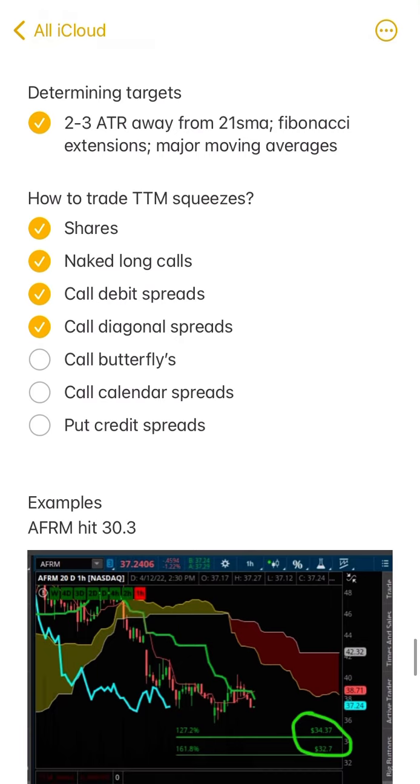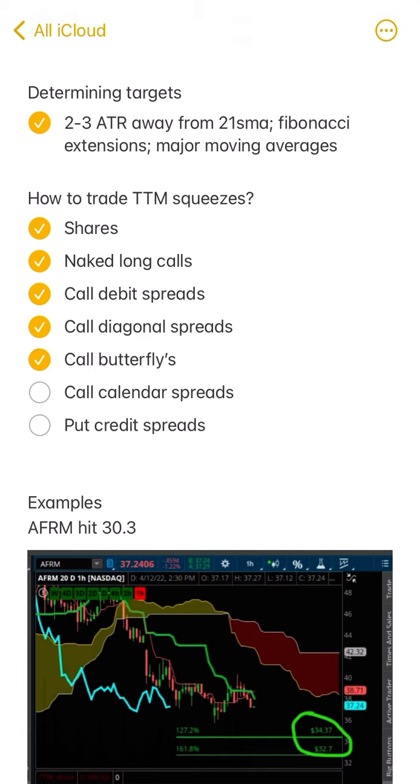You can also do call diagonal spreads, which is a little bit less bullish than a call debit spread, but it's also kind of tilts the Greeks on your side because you might be slightly long theta, and gives you a little bit more flexibility with time.